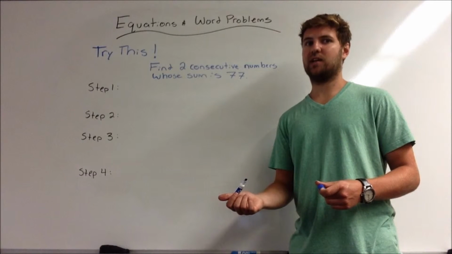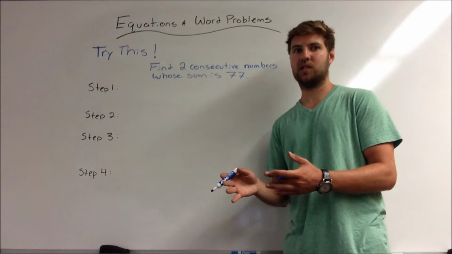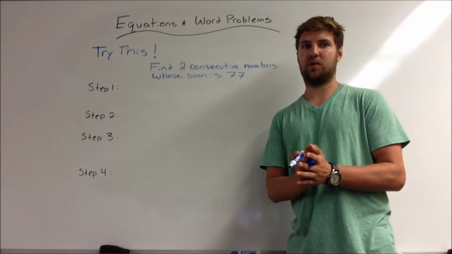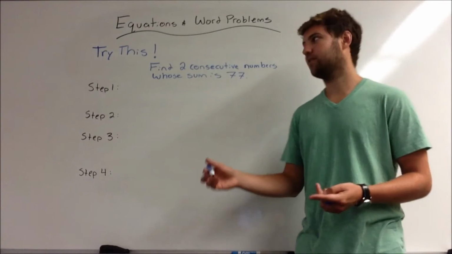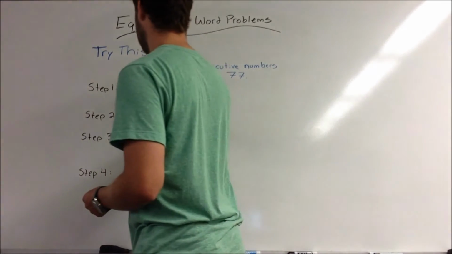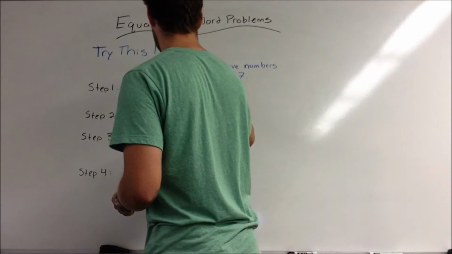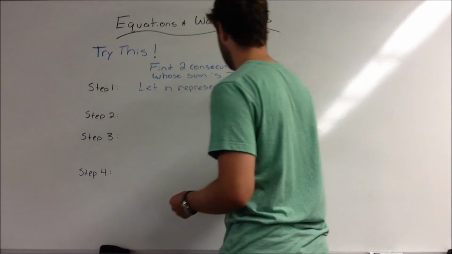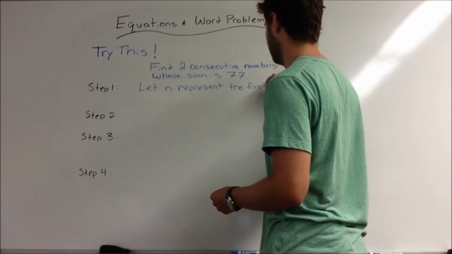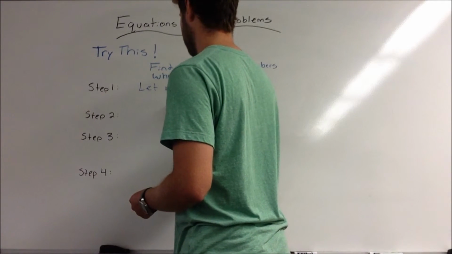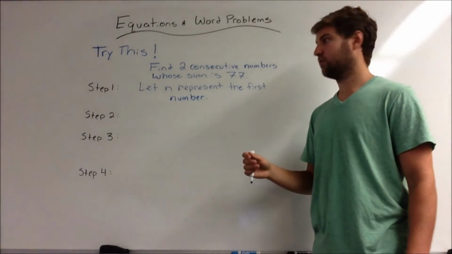If you think back to that algebraic expressions video, we said that with consecutive numbers, the one that really matters is the first one. Whatever the first number is, the second one's already set. It has to be the one after it. So we're going to let n represent the first number. Because if we know the first number, then we know the second number. So the second number is really dependent on the first number.